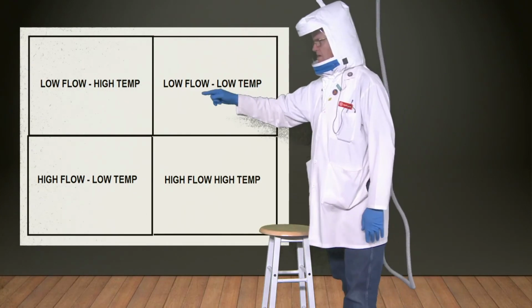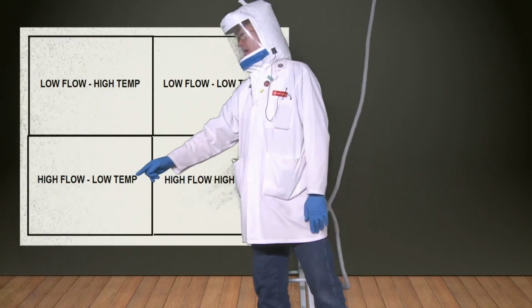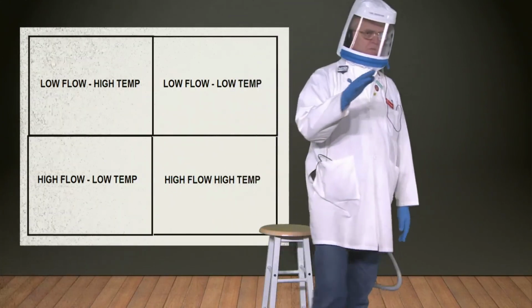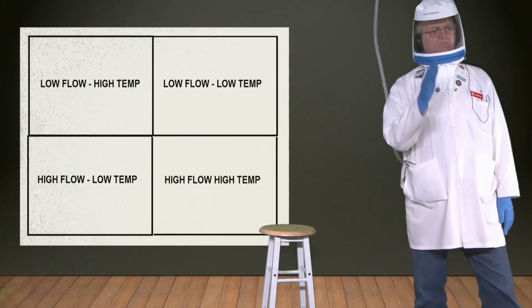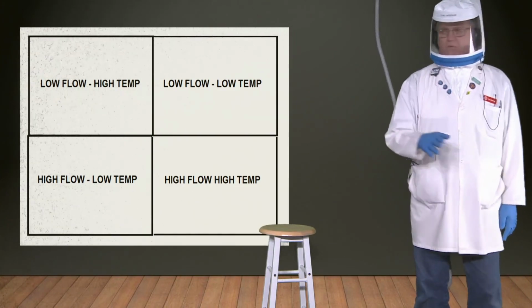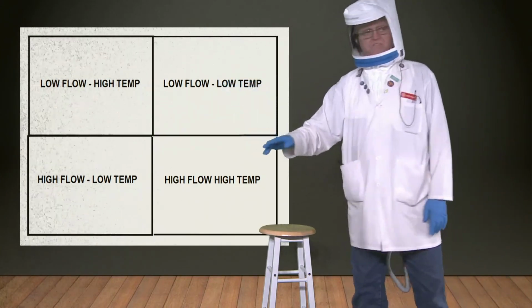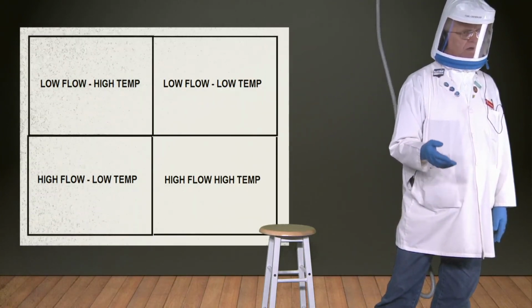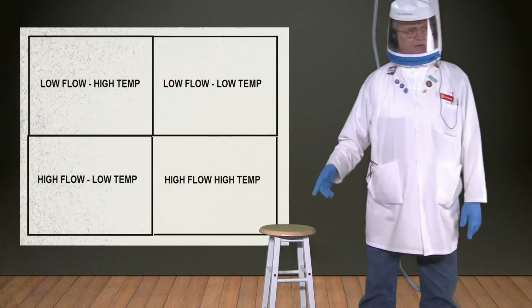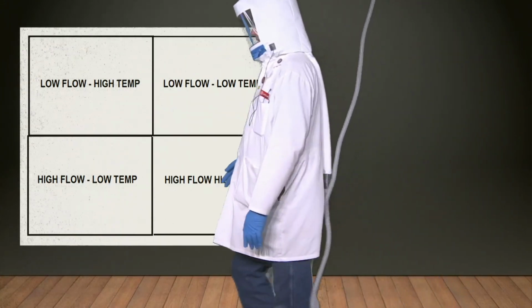that when we were looking at low flow and low temp and high flow and low temp, the gas controls were behaving as expected. But when we got up to high temp, all of a sudden we had this exhaust issue, and we also had these spikes happening.